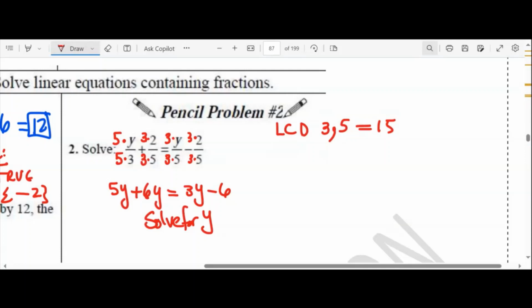Can you explain the solution method? You find the LCD. What's the LCD? Least common denominator.